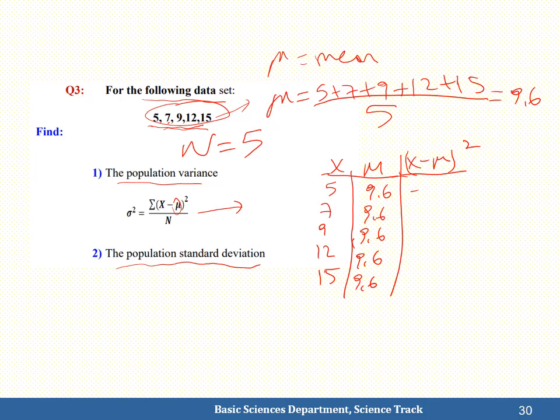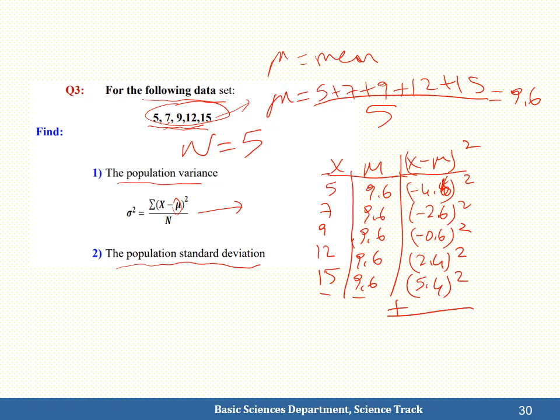So this has to be negative 4.6 squared, and this is negative 2.6 squared, and then negative 0.6 squared, and then this will be like 2.4 squared. And if you look at this difference, it has to be something like 5.4 squared. Now, when you calculate and add all of them, you will get 63.2.